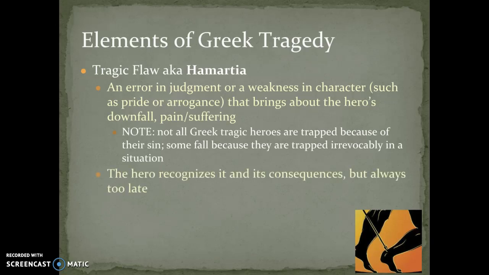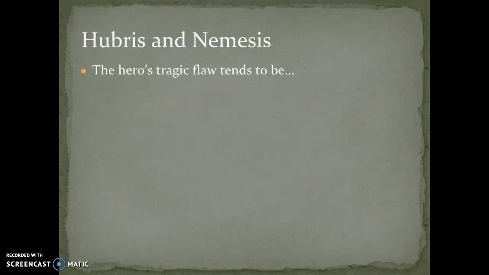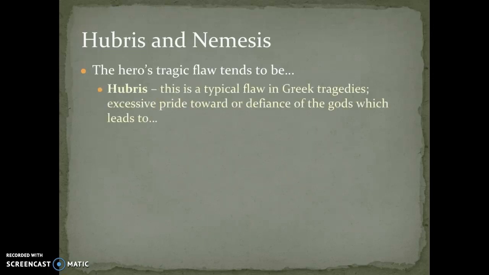Now, the important thing about hamartia is that the hero recognizes it and its consequences, but it's always a little bit too late. This is a critical discovery, and that recognition of the consequences and where they are is called anagnorisis. That's an important term to know. Now, the hero's tragic flaw tends to be one particular thing, so their hamartia tends to be hubris. Hubris is the typical flaw. It is excessive pride toward or defiance of the gods.